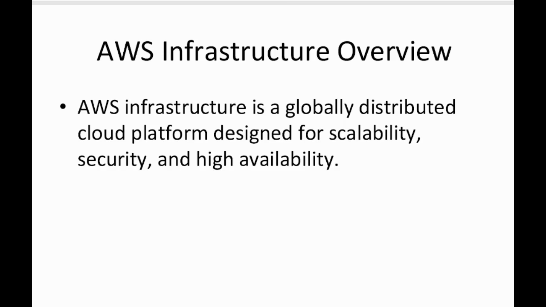So today we will discuss AWS infrastructure. Okay, so what is this mainly? AWS infrastructure is a globally distributed cloud platform designed for scalability, security, and high availability. Okay, so let's discuss it.